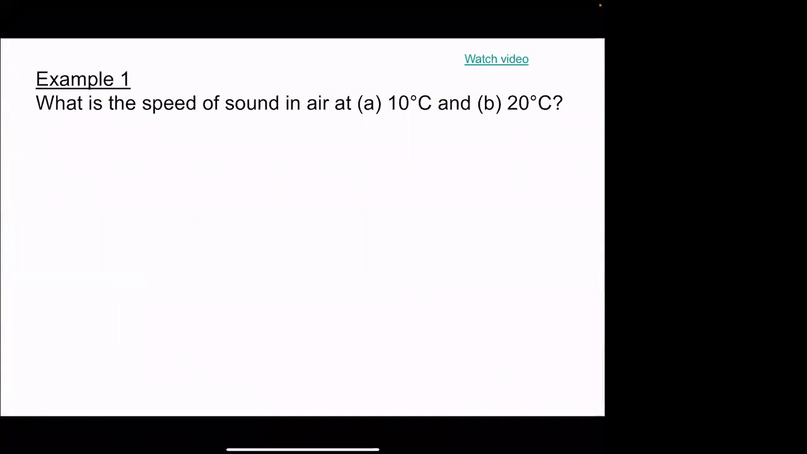So what is the speed of sound at 10 degrees Celsius and 20 degrees Celsius? We'll just do part A because part B is kind of boring. So we know the temperature Celsius is 10 degrees. So the velocity equals 331 plus 0.6 times 10. I just wanted to make sure. So 6 plus 331, 337 meters per second. And that is how you find the speed of sound. Pretty simple.